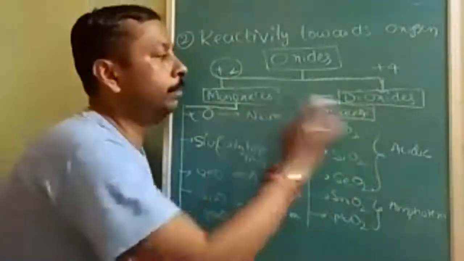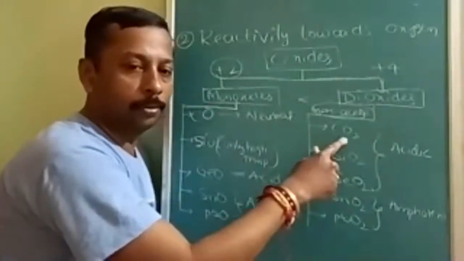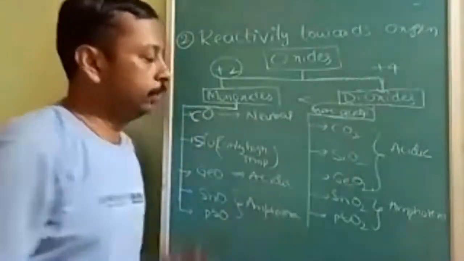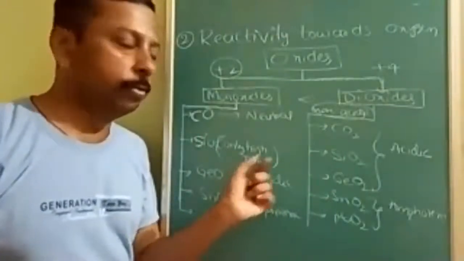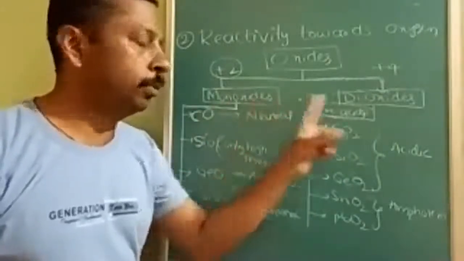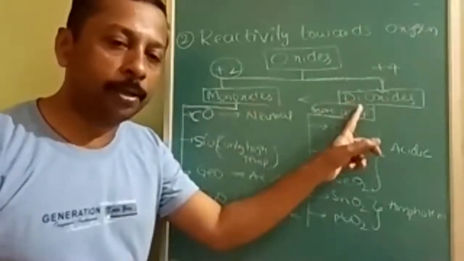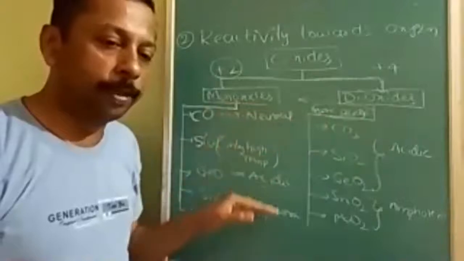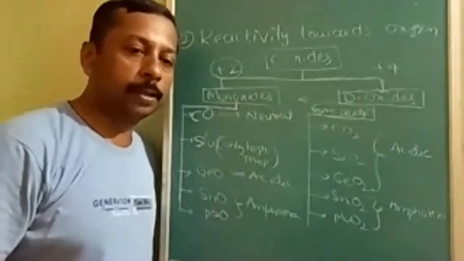When you compare the same element, like carbon monoxide and carbon dioxide, one is neutral and the other is acidic. So when you compare oxides of the same element, this one is more acidic than that one. Out of the monoxide and dioxide of the same element, we can compare comfortably, and dioxides will be more acidic than the corresponding monoxide. Down the group, basic nature increases due to the increase in metallic property, and acidic nature decreases.